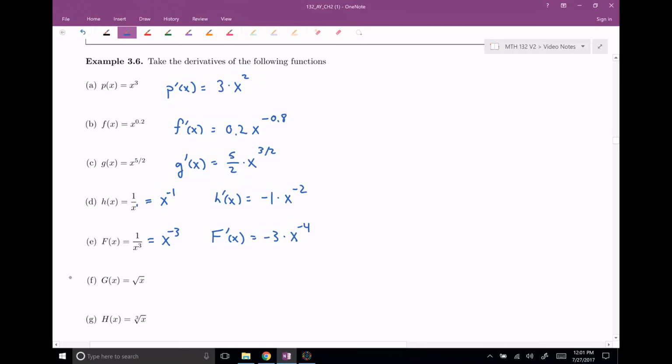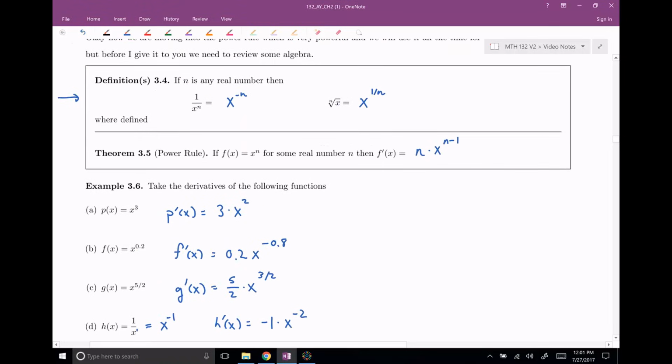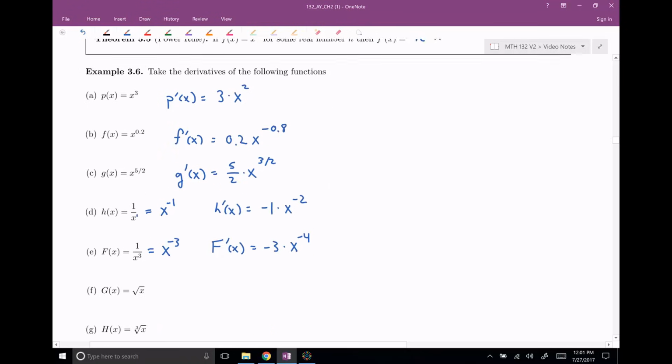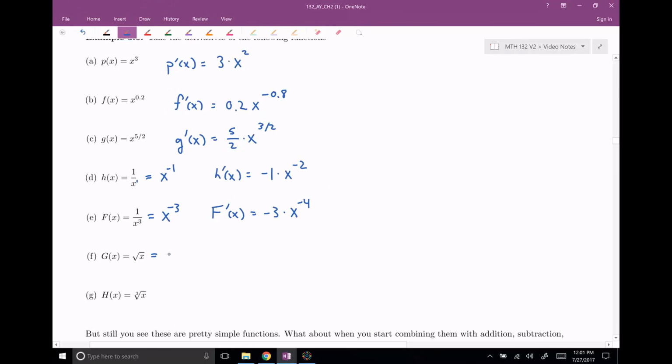Square root of x. Well, now we're in this case, right? So square root is the same thing as the 2nd root. So in this case, the square root is the same thing as x to the 1/2 power. So again, I'm going to go ahead and rewrite this first thing, x to the 1/2 power. And now I can go ahead and take the derivative of this. The 1/2 is going to come down, and then I reduce my power by 1. So 1/2 subtract away 1, I'm going to get -1/2.